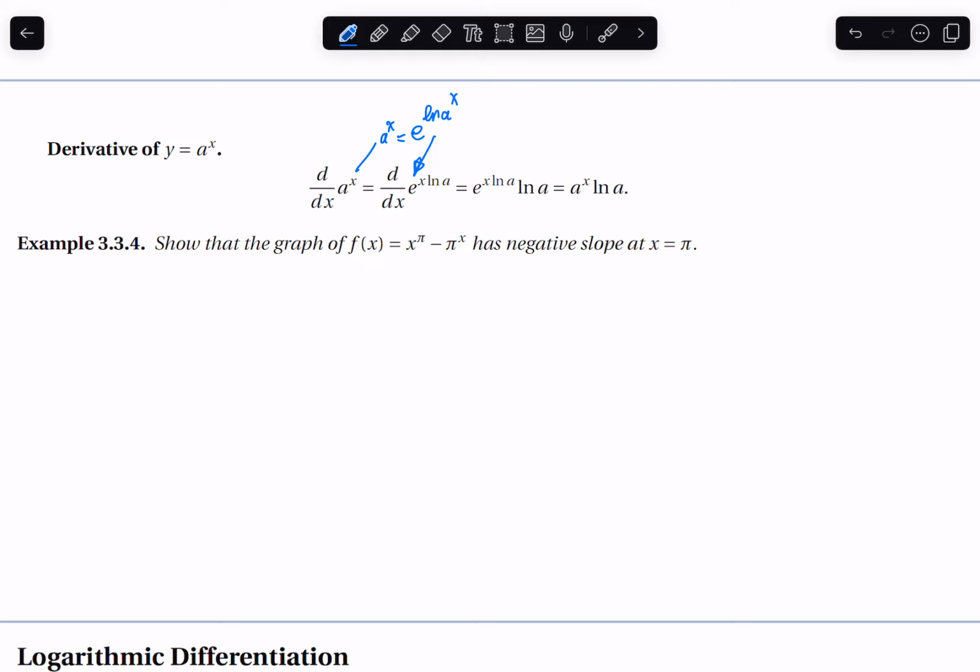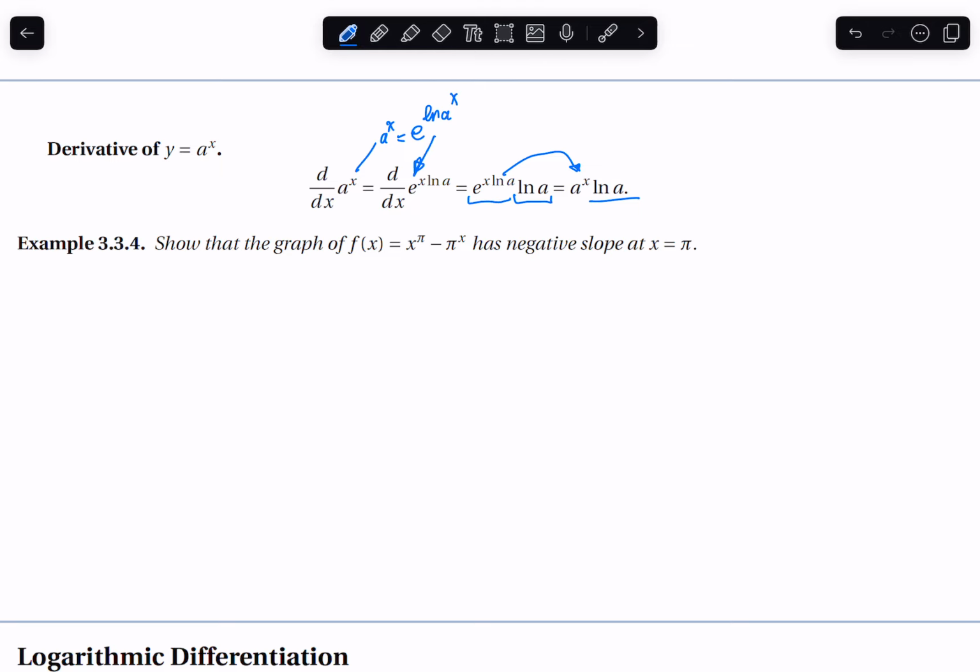So when we take the derivative, we can use the chain rule. So the derivative of the exponential function is itself times the derivative of inside. Derivative of x times ln of a is ln of a. So this expression was a to the power x, and this is ln a. So this is the derivative of a to the power x.